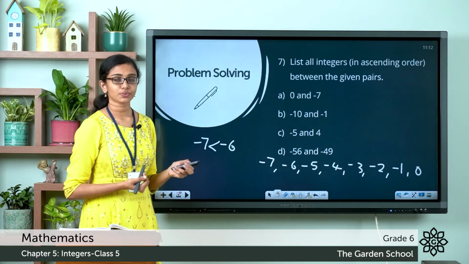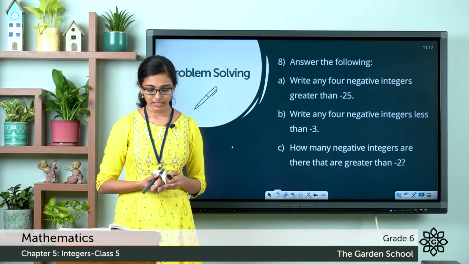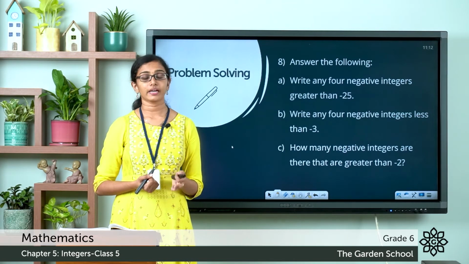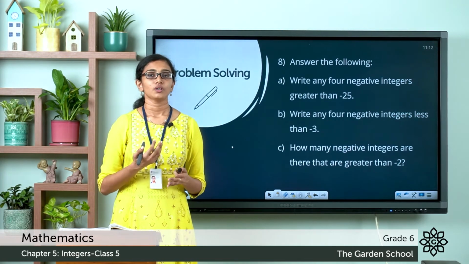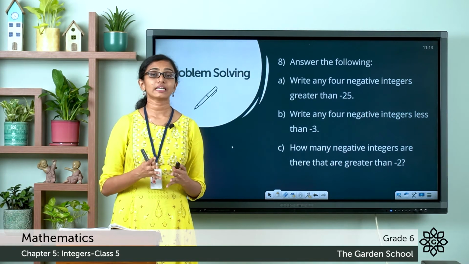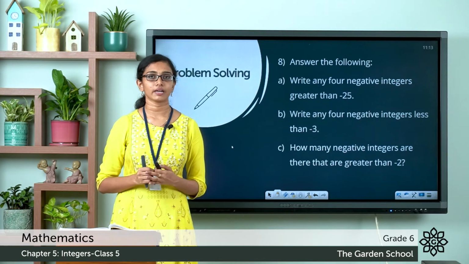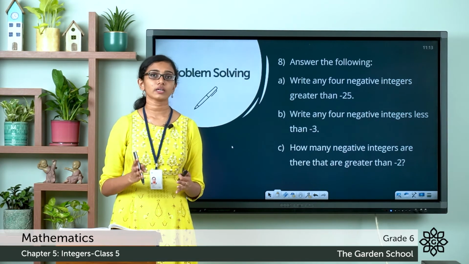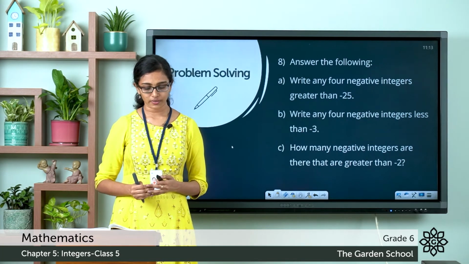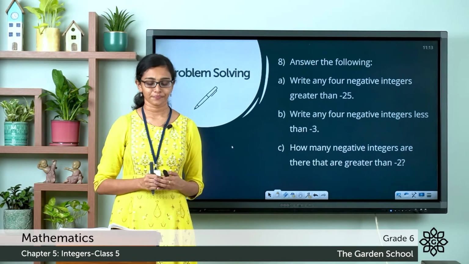So now we'll discuss question number 8, and it says answer the following. The first one here is write any 4 negative integers greater than -25. So which would be the integers greater than -25? It would be the integers lying to the right of -25 on the number line. So write any 4 negative integers greater than -5. Go to the rest of the questions given under question number 8 and answer accordingly in your notebook.